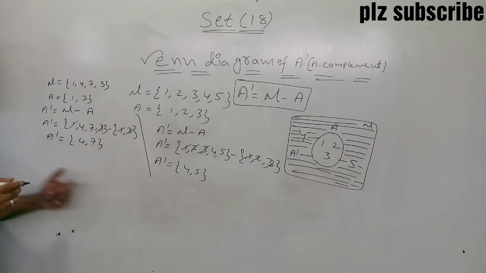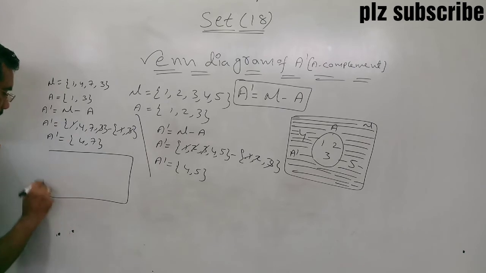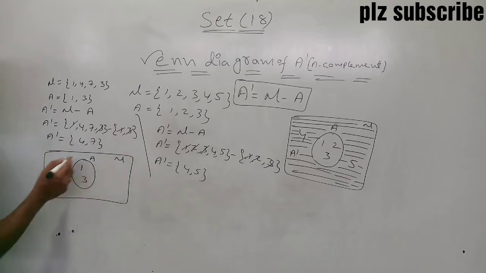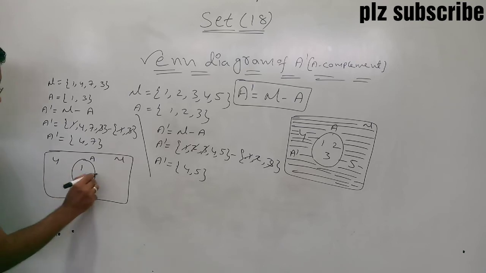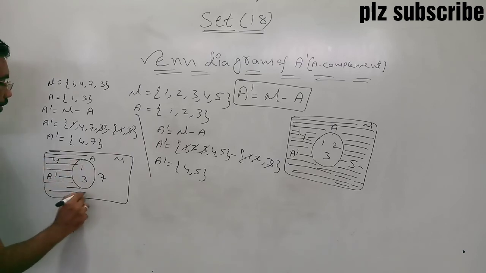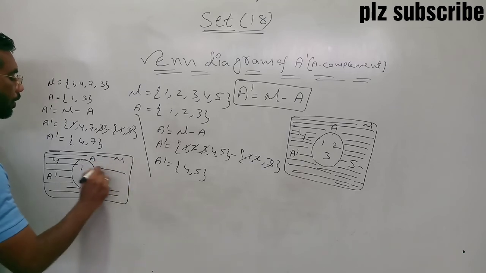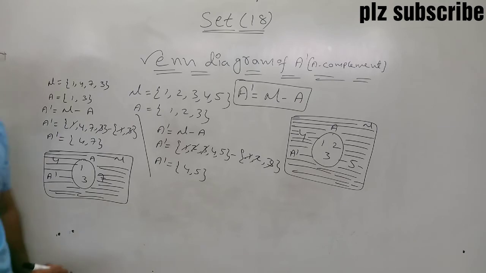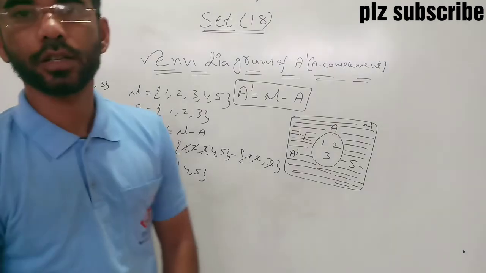How do we draw the Venn diagram? First make the set of mu. Then take A. What are the elements in A? 1, 3. What are the remaining elements in mu? 4, 7. So how to draw the A complement? Just leave the A set and draw the remaining. This is A complement. Hope everyone understood.